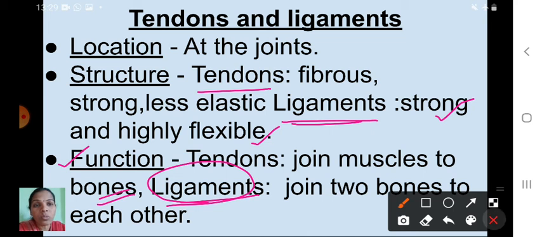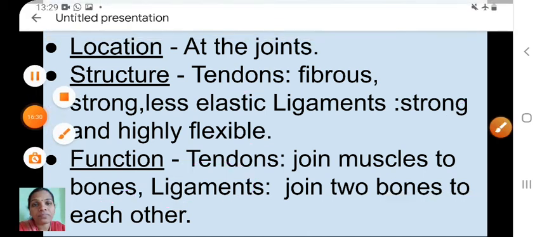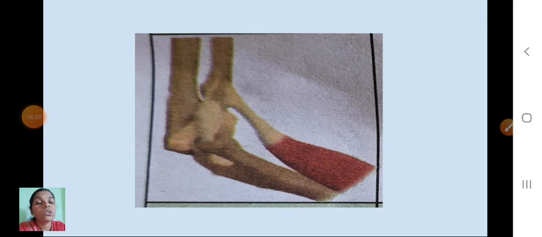Okay, so I hope you understood today's session. Children, see here, this is the structure of tendon and ligaments. Today we discussed complex tissue. What is meant by connective tissue? Connective tissue is a type of complex tissue, isn't it, children? And what are the types of connective tissue? The name, where it is located, what the structure is, and what the function of that connective tissue is. These all things we discussed.